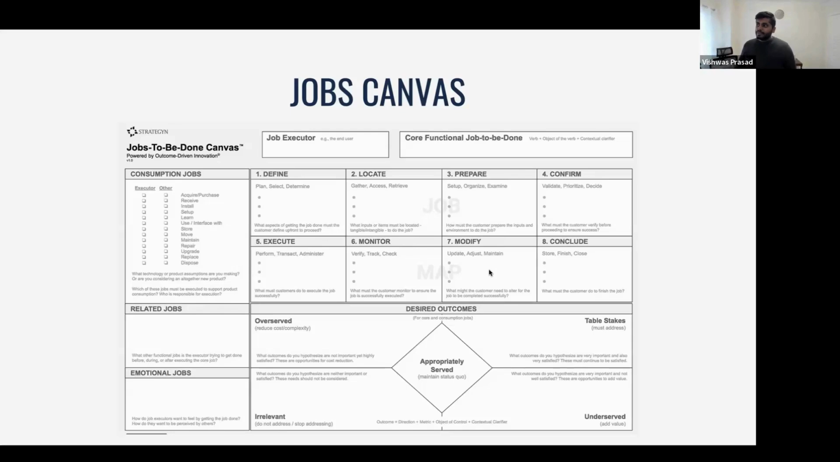And using this, you actually do the job canvas for every job that the customer wants completed. And thereby you're breaking down the job into multiple steps. And it becomes really easy for you to understand where you can innovate and where you need to improve and where the opportunity lies.